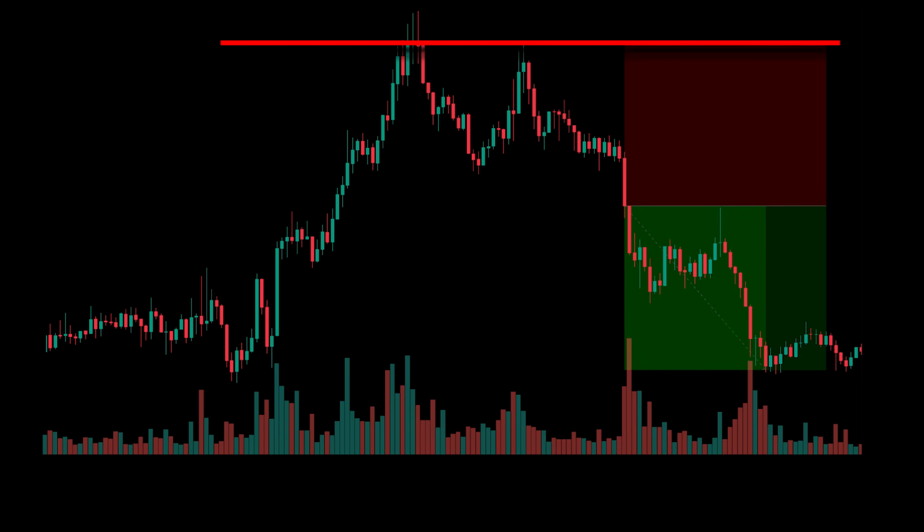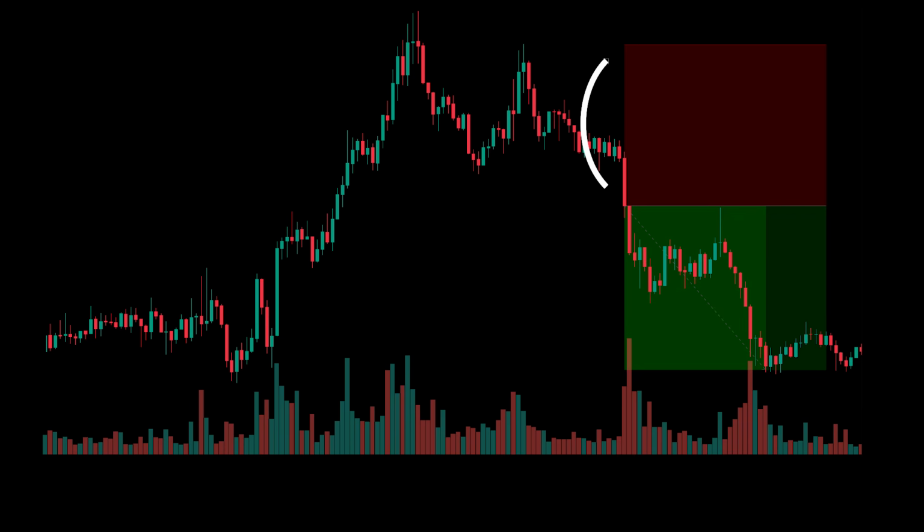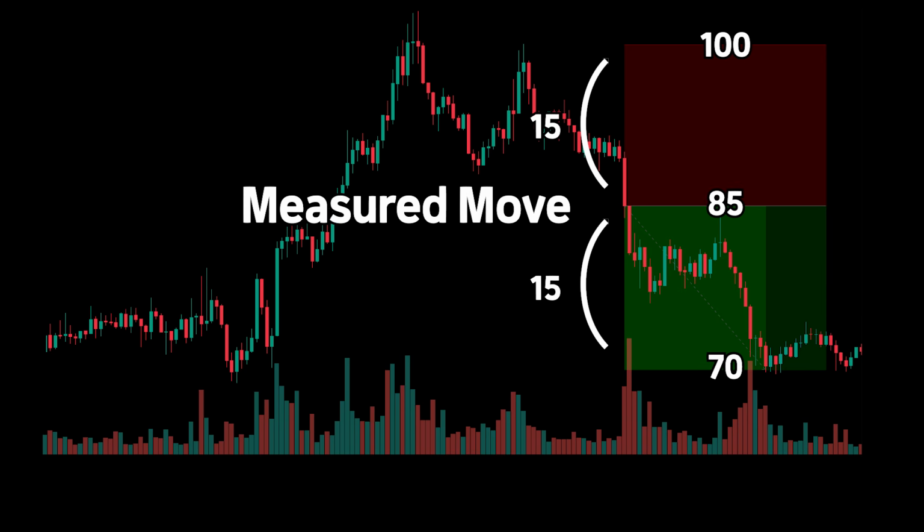Set your stop loss just above the second peak. If price reclaims that level, the double top is invalid. Get out, no hesitation. For the target, measure the distance from the peak to the neckline and project that same distance below the neckline. For example, if the peak is at 100 and the neckline is at 85, the distance is 15. Your target would be 85 minus 15, which gives you 70. This is called the measured move.